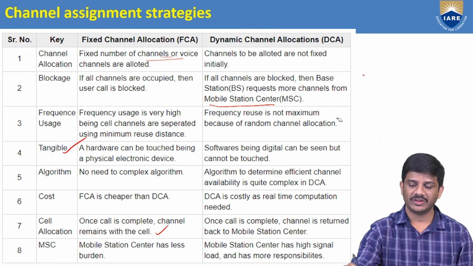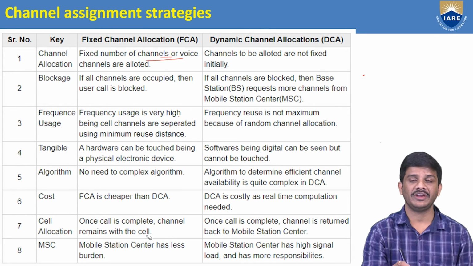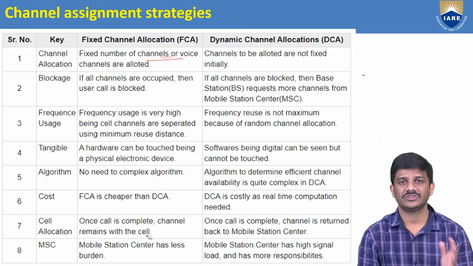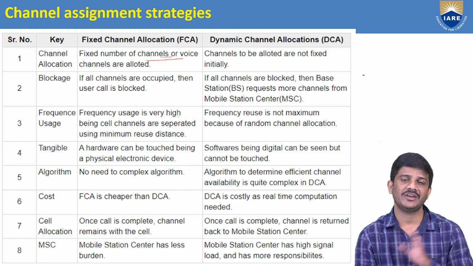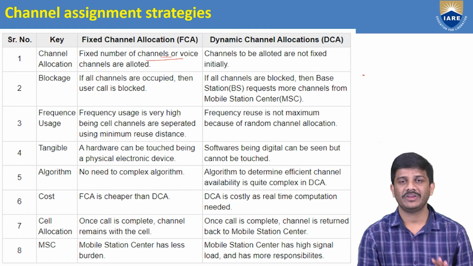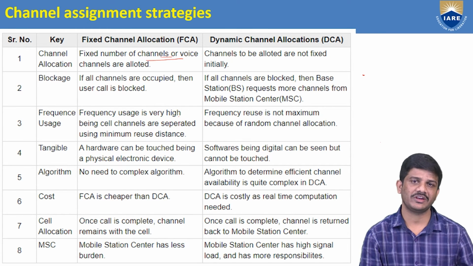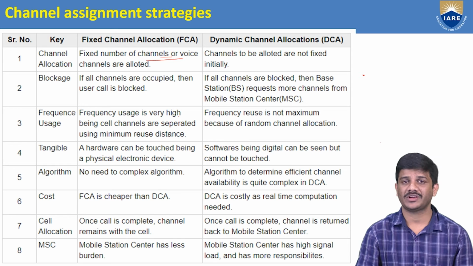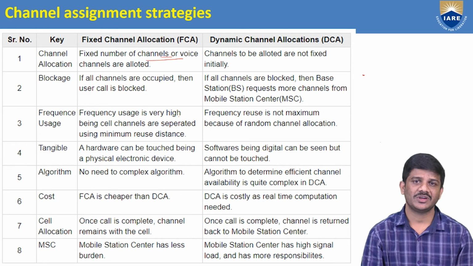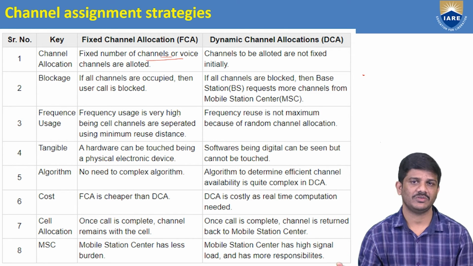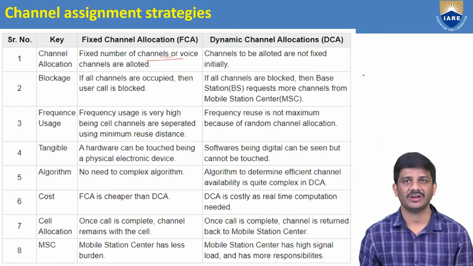Clear? Where is the main difference between them? Here in fixed channel allocation, we can take the channel allocation randomly. Once the call is completed, the channel remains with the cell, and then we can connect another person's establishment. But coming to dynamic allocation, once the call is completed, we go back to the MSC. That is the major difference between fixed channel allocation and dynamic channel allocation.